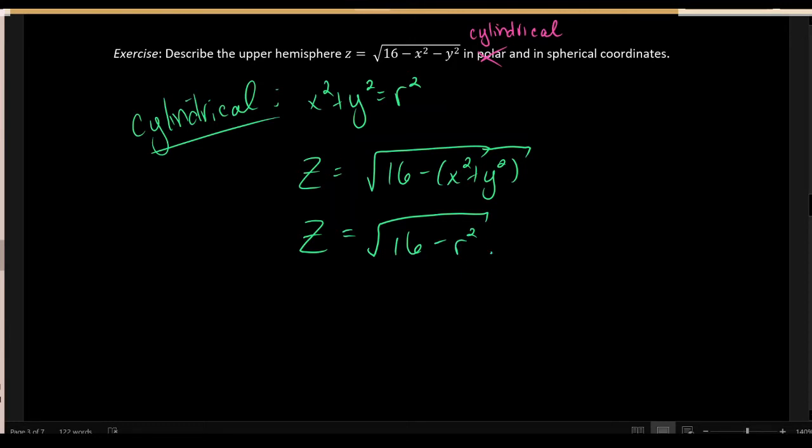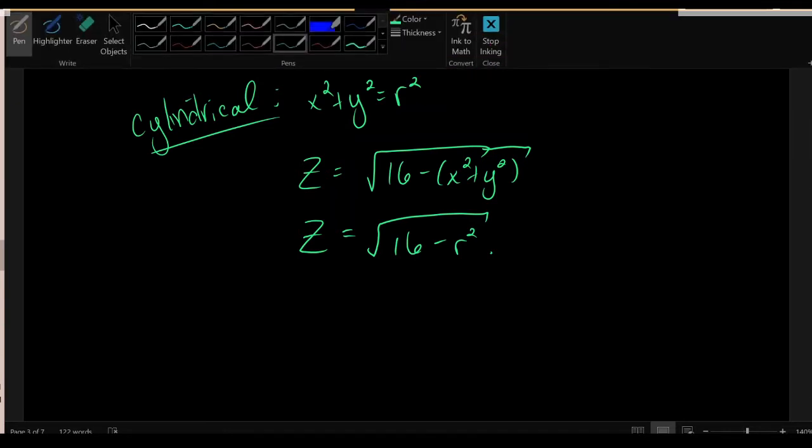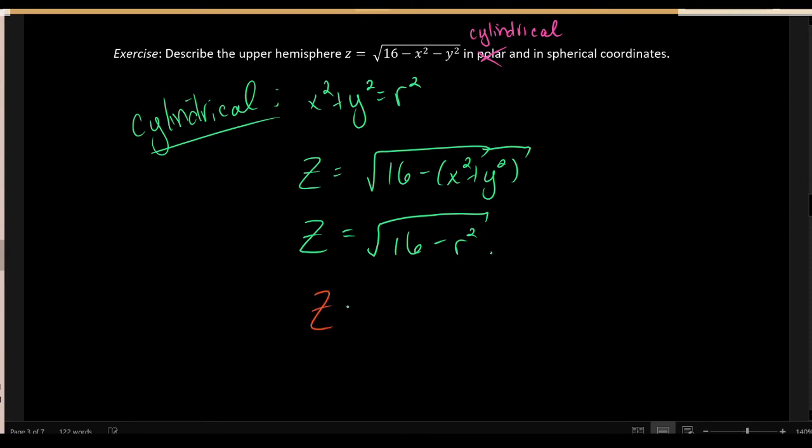Question, can this be simplified anymore? Can this, for example, be rewritten as z equals 4 minus r, where we simplify the square root of 16 and the square root of r squared separately? No, no, no.